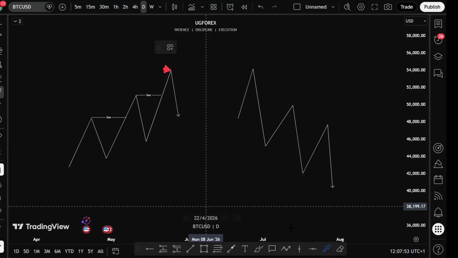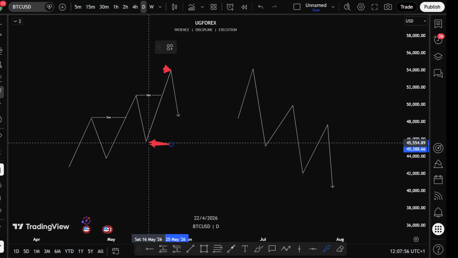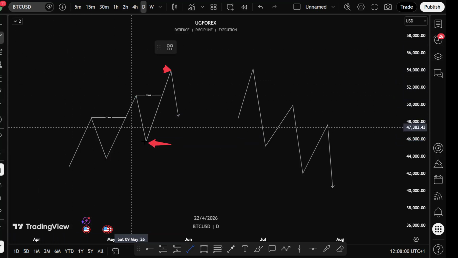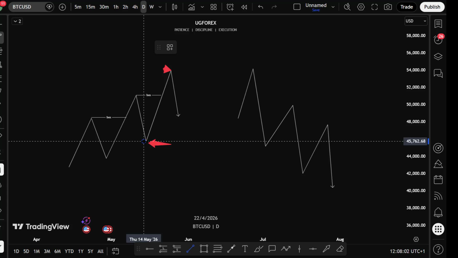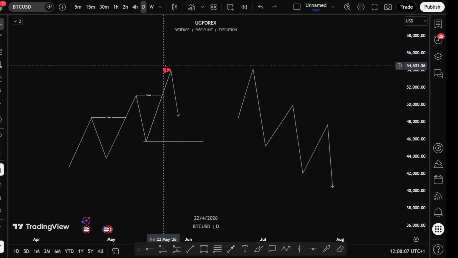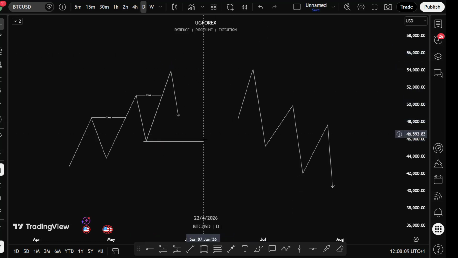Now the moment that changes and the low of the previous high is broken, then you know that there is now a shift in market structure. The market is now changing its structure to the downside. Now this is the basic way the market moves.